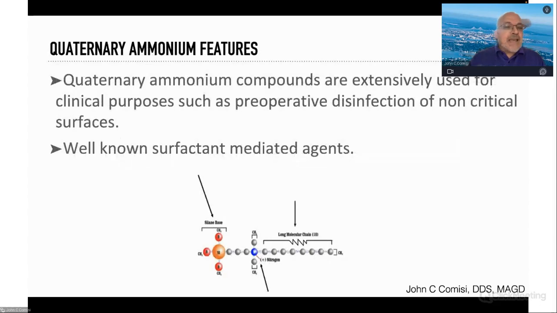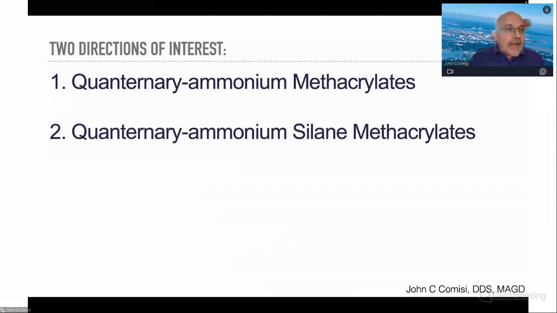Now, these have the features of basically being able to disinfect. And it's well-known as a surfactant. Two types of quaternary ammoniums have been investigated for dental capability, the methacrylates and the silane methacrylates. We'll talk about both of those so that you can get a better understanding of the direction that I'm going in my mind and what we're doing clinically at the university.